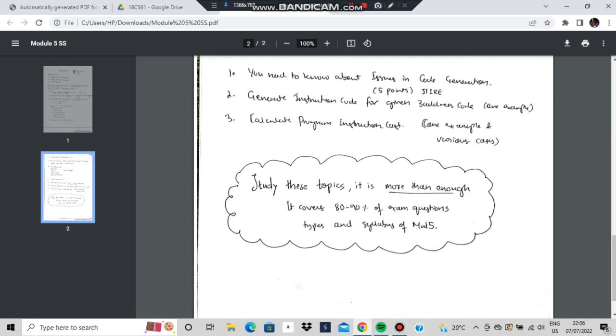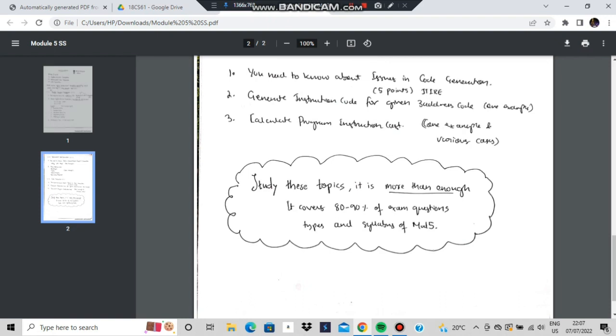Okay, just say it from your mouth: ITIRE. Remember it like that only, ITIRE. I'll be telling its full form later. Generate the instruction code for the three address code. This is one problem type, and this is another problem type: program instruction cost. Okay, that's all there is in module 5.